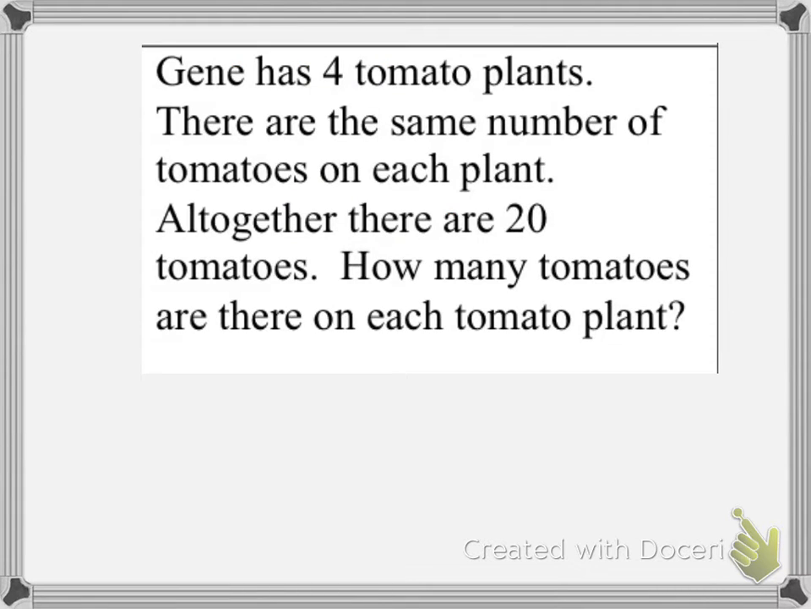And your last word problem for tonight. Jean has 4 tomato plants. There are the same number of tomatoes on each plant. Altogether, there are 20 tomatoes. How many tomatoes are there on each tomato plant?